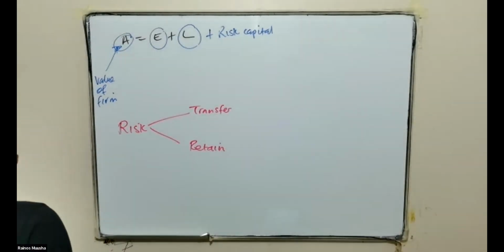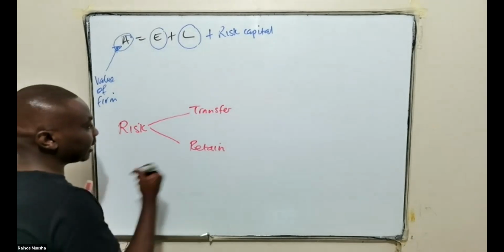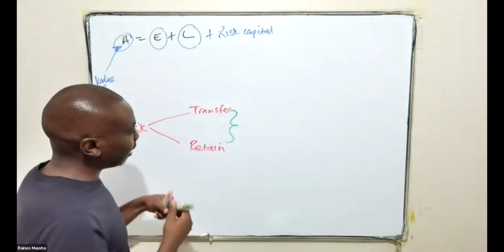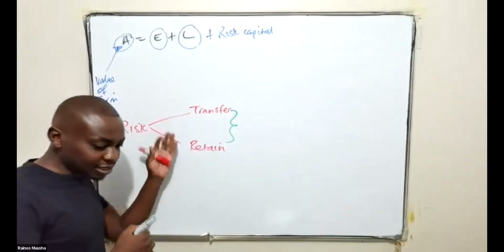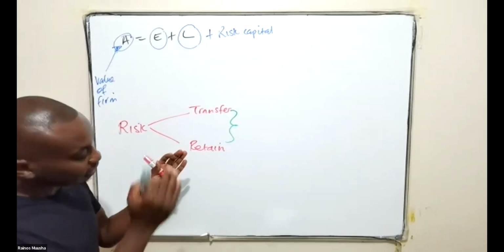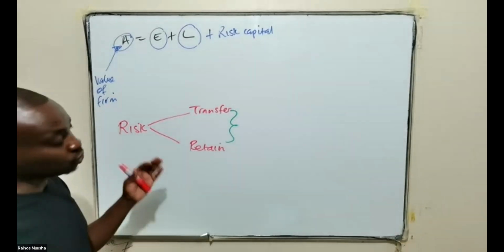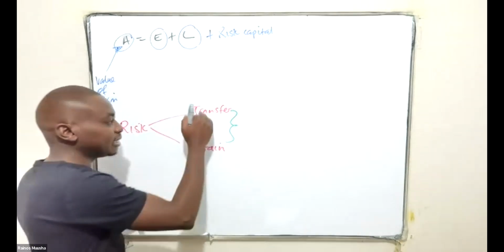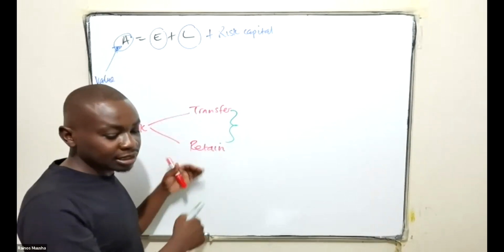Then there's also a hybrid that you find, where you can find yourself somewhere in between, where some of your risk you're partly transferring and some of your risk you're partly what? Retaining as well. So it's not all the time that it's going to be either or. Some of it, you can partly transfer the risk and also partly retain the risk.